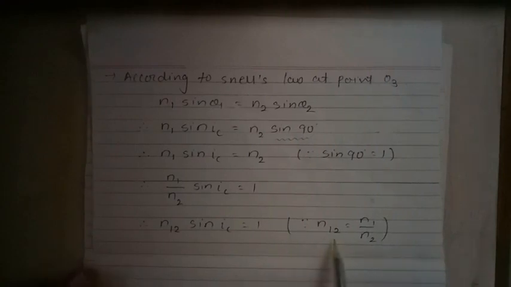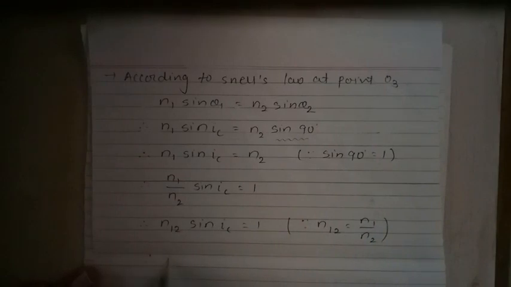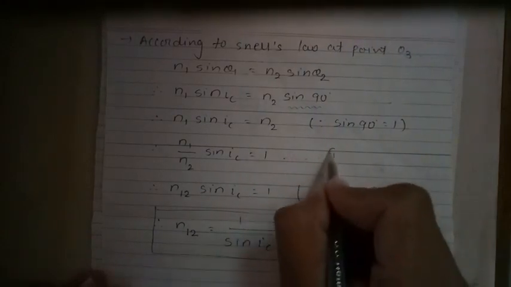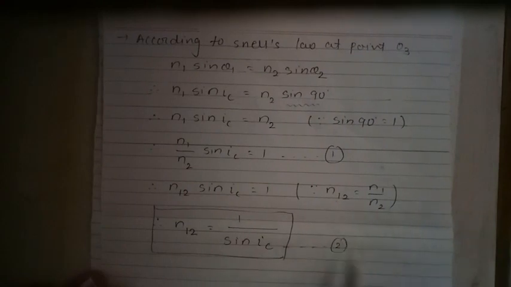We know that n12 is equal to n1 upon n2, which is the refractive index of medium 1 with respect to medium 2. So we can write that n12 is equal to 1 upon sin IC. You have to remember this formula: n12, the refractive index of medium 1 with respect to medium 2, is equal to 1 upon sin IC. We denote these as equation 1 and equation 2.